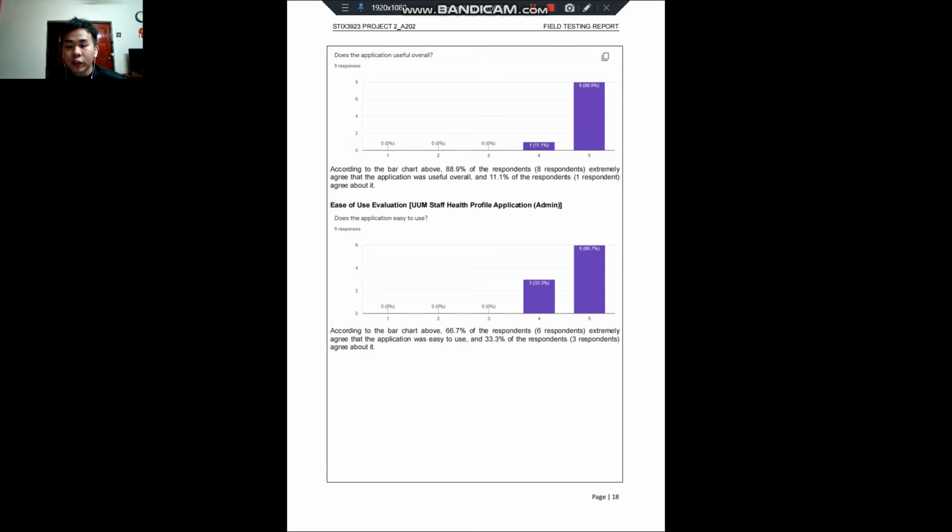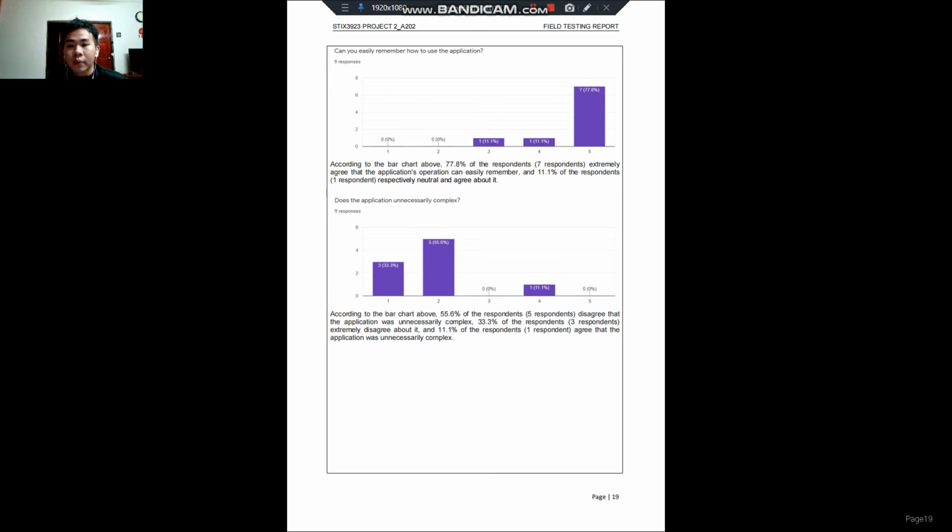Then next, we move to another part of the questionnaire, which is the ease of use evaluation. So first question is, is the application easy to use? 6 respondents extremely agree, and 3 respondents agree about it. Next, for the question, can you easily remember how to use the application? 7 respondents extremely agree, 1 respondent agree, and 1 respondent was neutral about it.